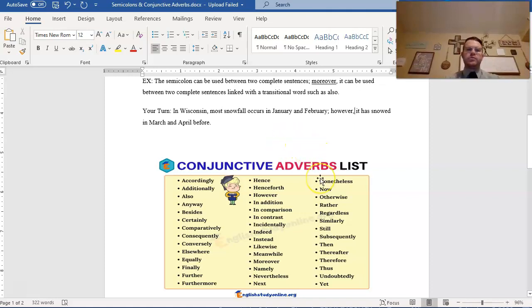In Wisconsin, most snowfall occurs in January and February. Hear that pause right there for that semicolon. However, another pause because there's a comma. It has snowed in March and April before. That is an excellent sentence. And notice that that's more interesting than having that as two different sentences in an essay. Using that conjunctive adverb really freshens up the writing and makes it more interesting.